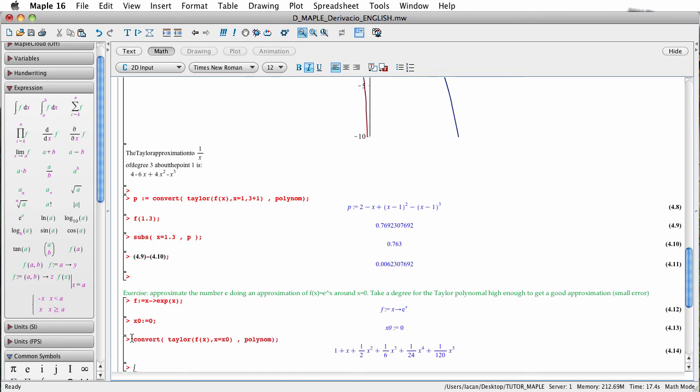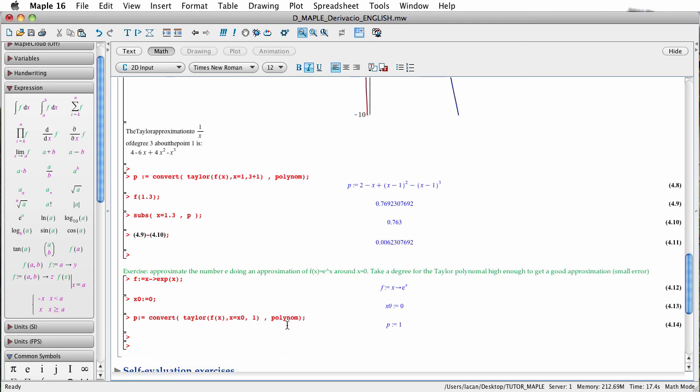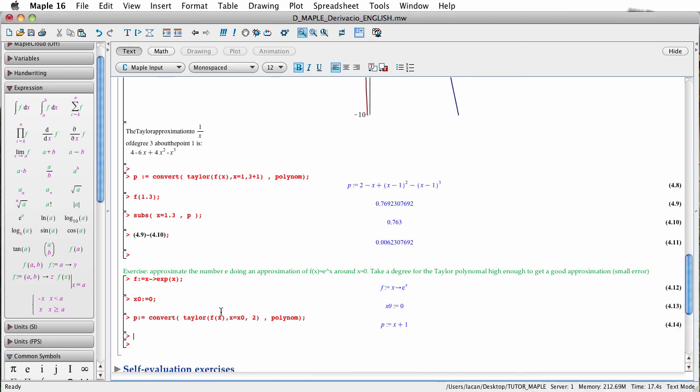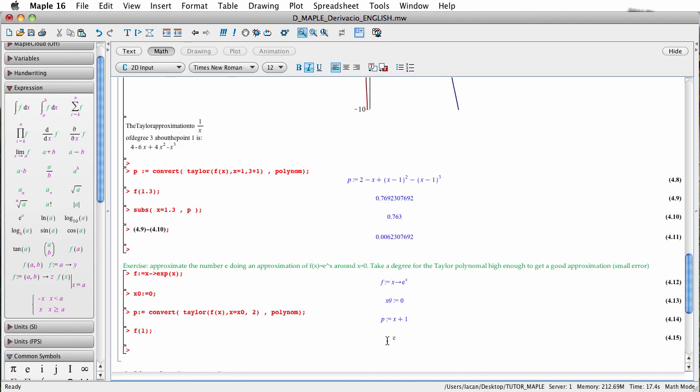Okay, and I'm going to define it by p. Now, if I don't say anything, I get a degree 5 polynomial. Let's start with degree 2. Remember that degree 2 is a straight line because we get one less. So now, what is the value of f of 1? f of 1 is the number e, which is 2.71.